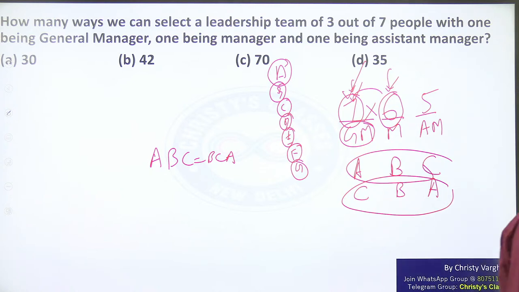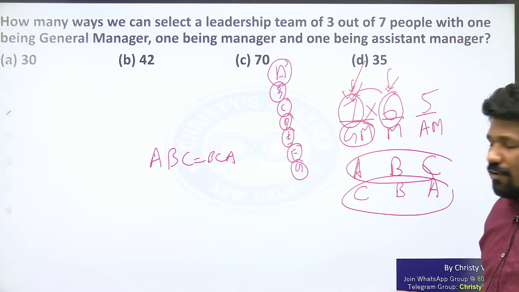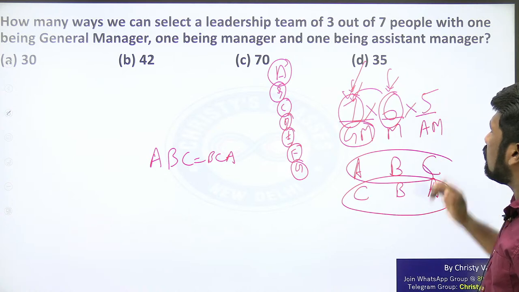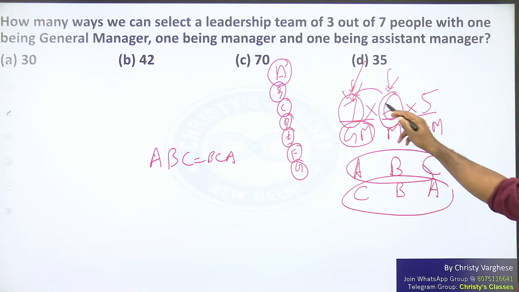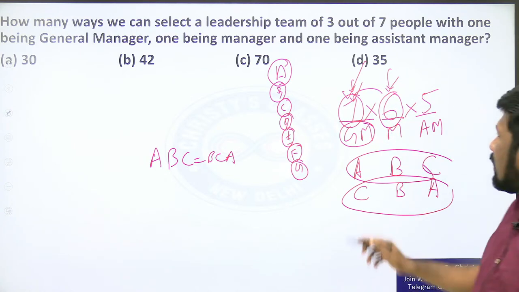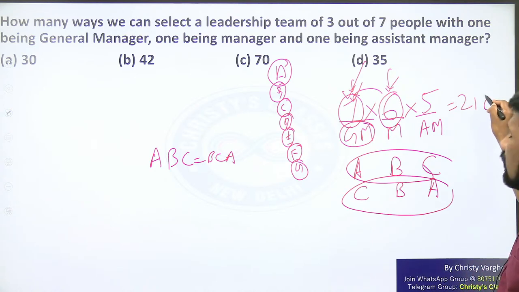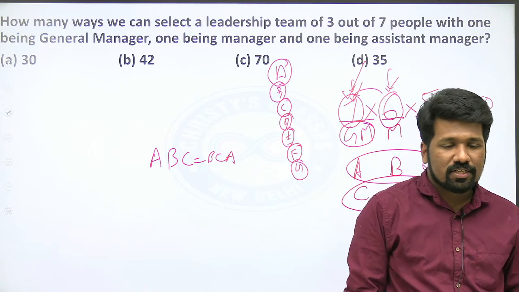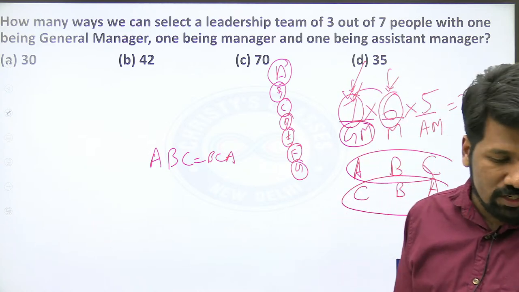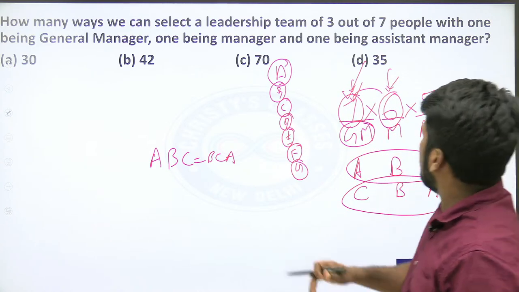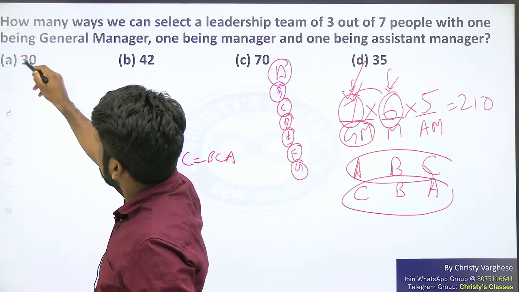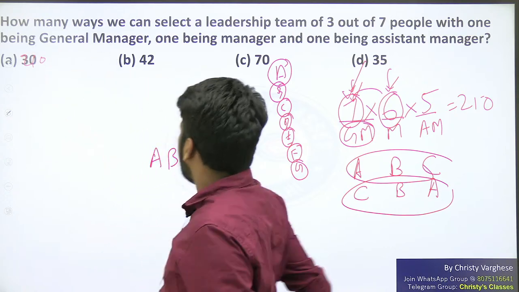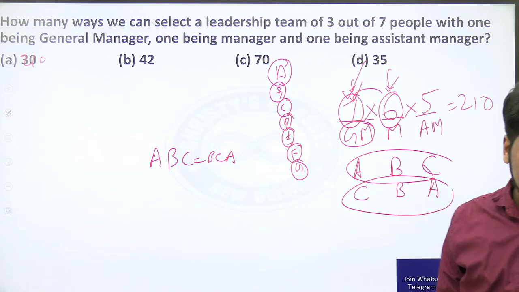Yeah, so definitely, the assistant manager can be any of the remaining 5 people. So it is 7 into 6 into 5. That is 42 into 5, 210 you will get as the answer. Did you all understand this? Please respond. How 210? Yeah, the option is not there. I'll just correct the first option as 210. So option A will be the correct answer.